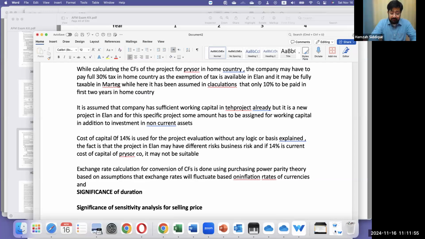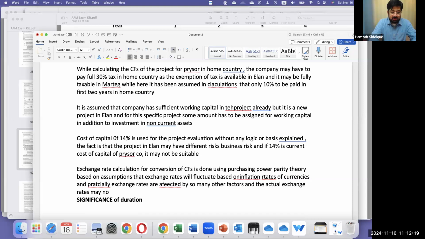And practically, exchange rates are affected by so many other factors. And the actual exchange rates may not be the same as being calculated now.